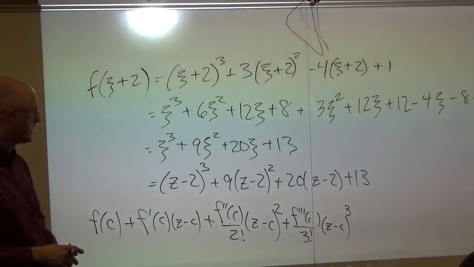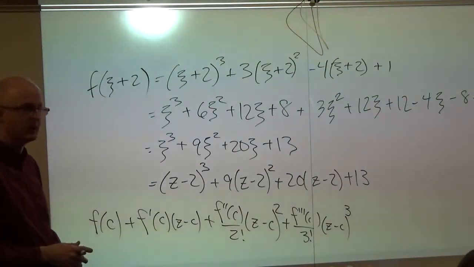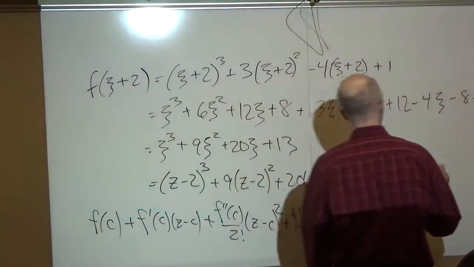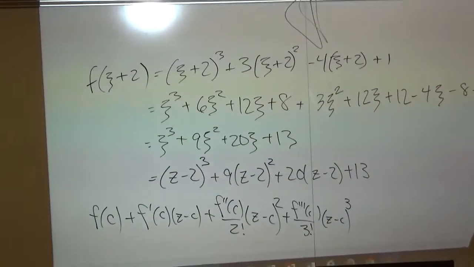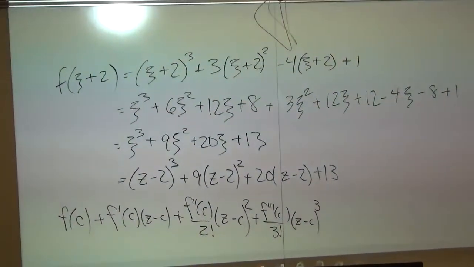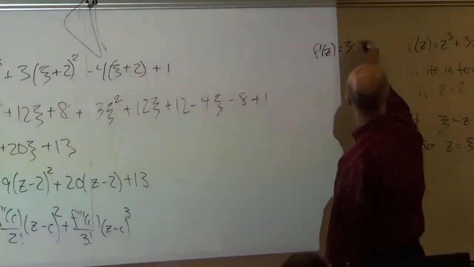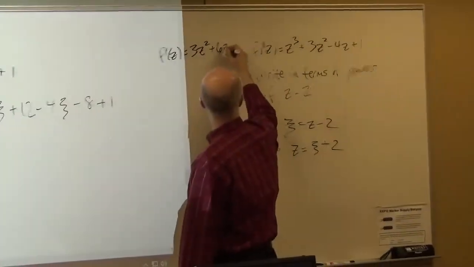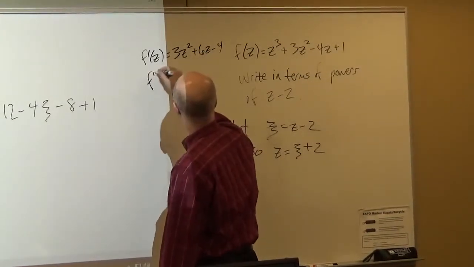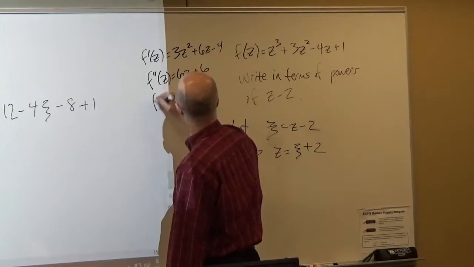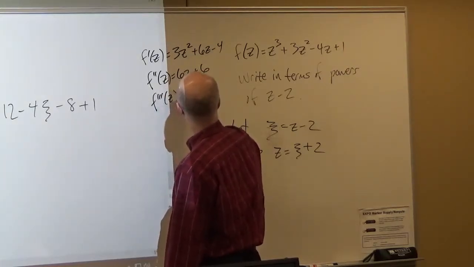Use the derivative with c equal to 2. We're expanding about c equals 2. So let's check that works here. Go back to the original function here. Let's find its derivatives as well. F prime of z is 3z squared plus 6z minus 4. F double prime is 6z plus 6. And F triple prime is 6.